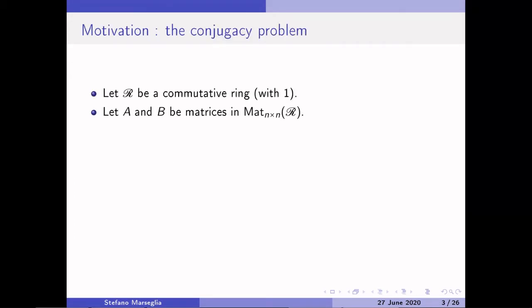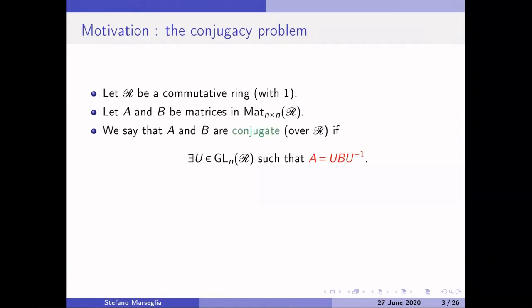So the conjugacy problem is pretty natural. You start with a ring. We want this ring to be commutative and have one inside. We take two matrices, A and B. These are asked to be square matrices, n times n, with coefficients in our ring R. And we say the two matrices are conjugate over this ring if there exists an invertible matrix U with coefficients in R as well, such that A is equal to U times B times U inverse.